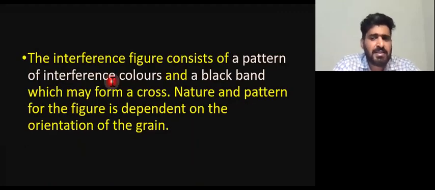So the interference figure consists of a pattern of interference colors and a black band which may form a cross. These are the two major parts: a pattern of interference colors, which are normally circular in nature, and a black band which we have seen in the previous slide. The third part is the intersection of this cross, that is the central part of that particular view. The nature and pattern of the interference figure is dependent on the orientation of the grain. We will see that in our coming slides.